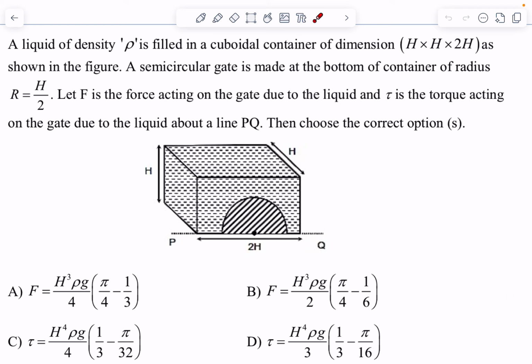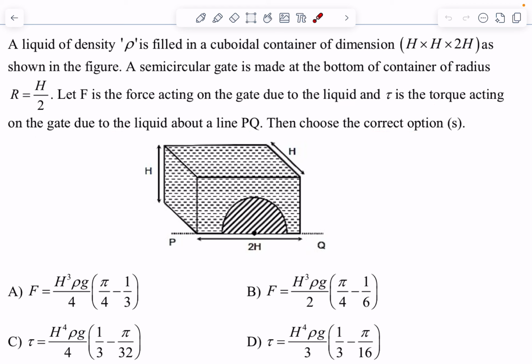A liquid of density rho is filled in a cuboidal container of dimension h into 2h as shown in figure. A semicircular gate is made at the bottom of the container of radius r is equal to h by 2. Let F be the force acting on the gate due to the liquid and tau be the torque acting on the gate due to the liquid about a line PQ. Then choose the correct options.